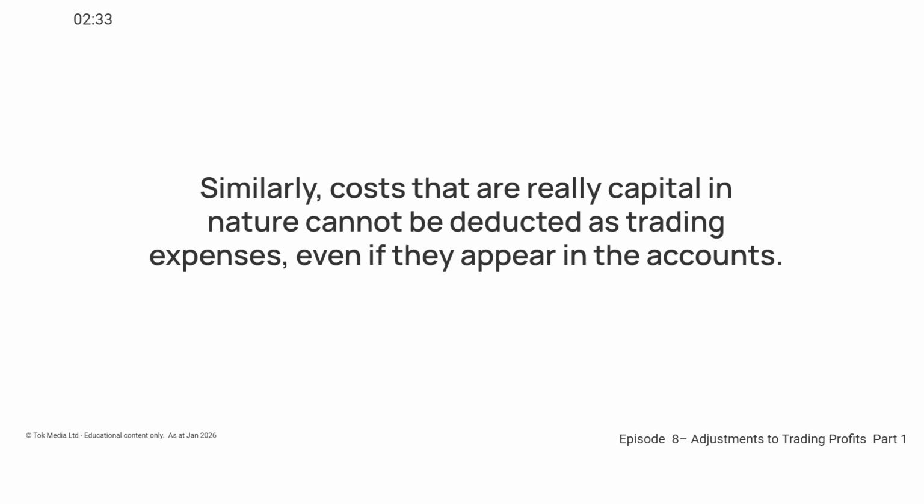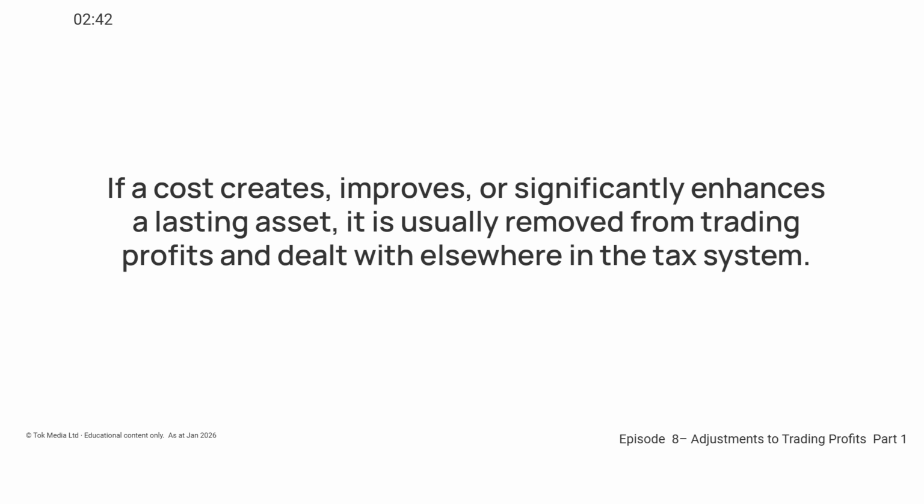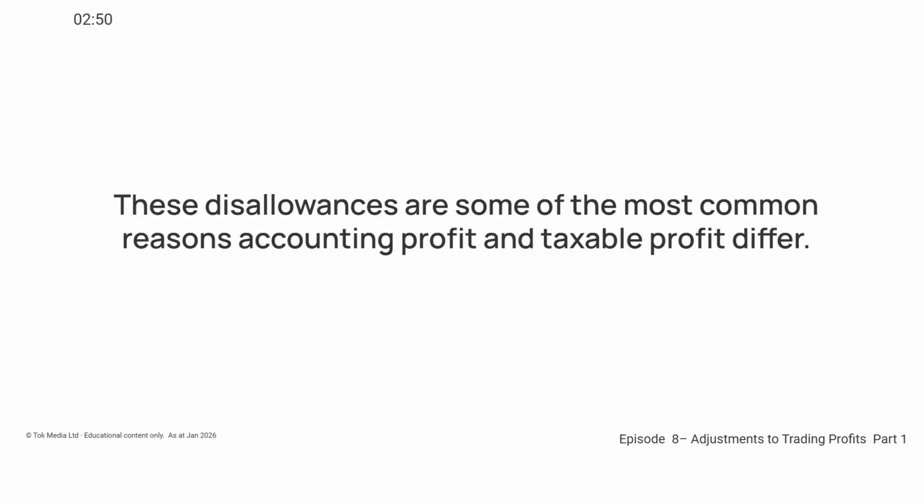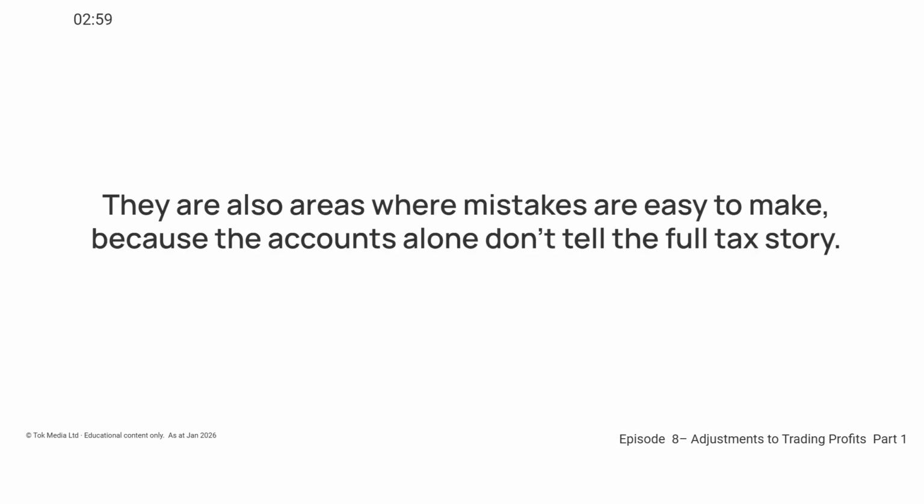Similarly, costs that are really capital in nature cannot be deducted as trading expenses, even if they appear in the accounts. If a cost creates, improves, or significantly enhances a lasting asset, it is usually removed from trading profits and dealt with elsewhere in the tax system. These disallowances are some of the most common reasons accounting profit and taxable profit differ. They are also areas where mistakes are easy to make because the accounts alone don't tell the full tax story.